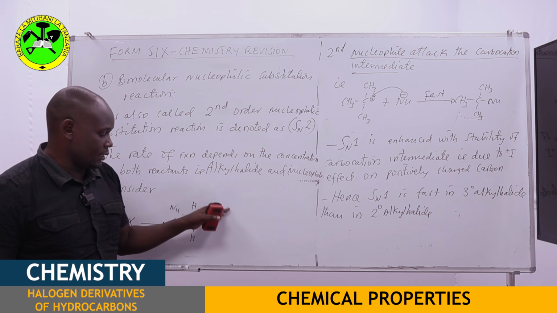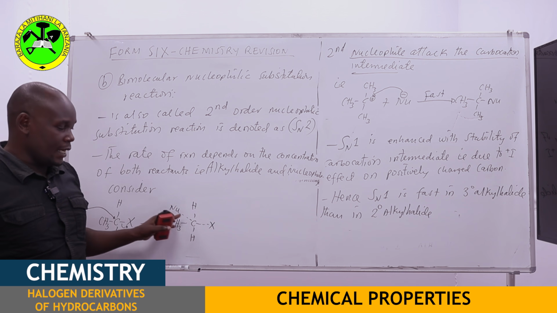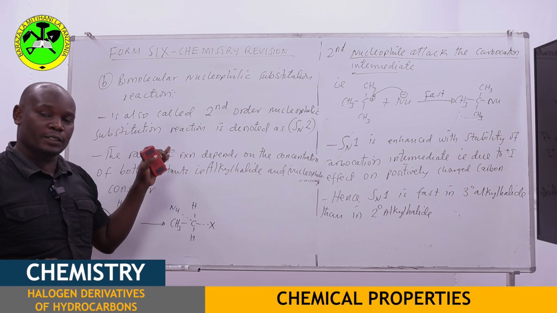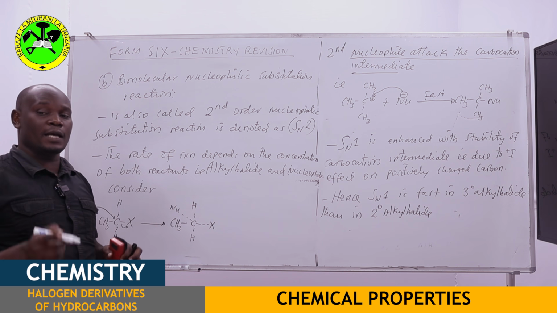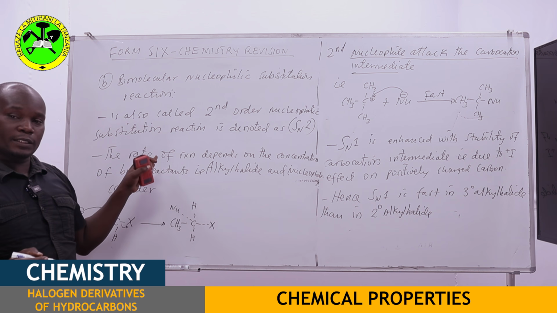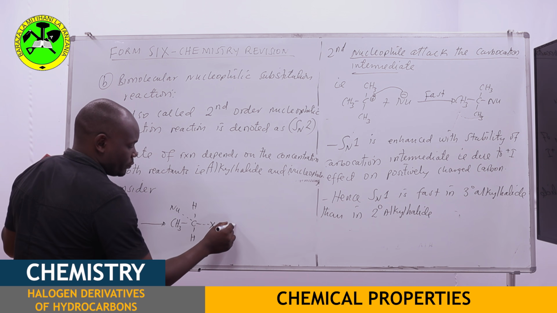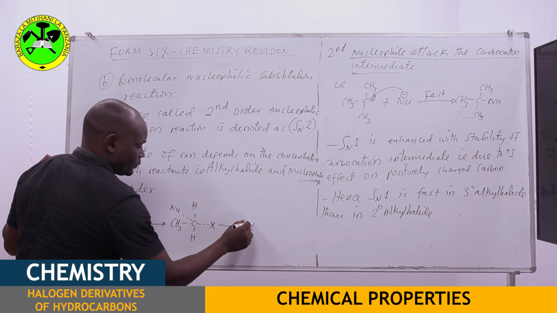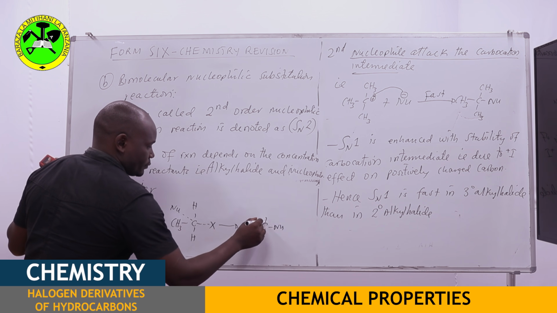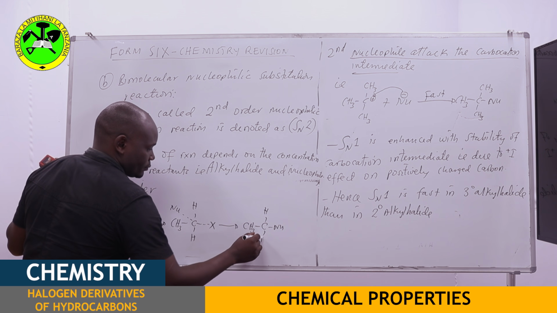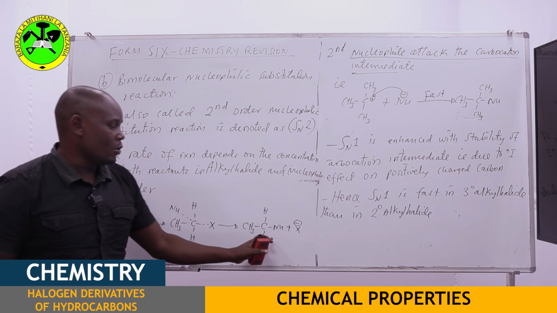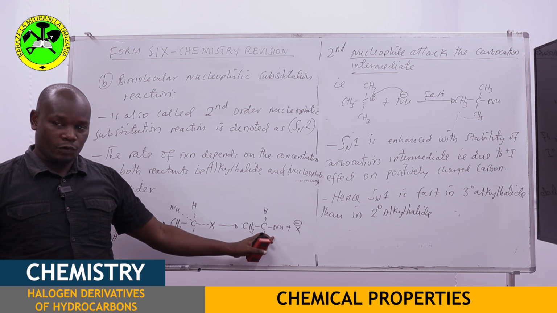So during the transition state, both the reactants are involved, which differs from the first order nucleophilic substitution reaction, where only one reactant is involved. So that's why here we call it second order nucleophilic substitution reaction. And there now the reaction will proceed to form the product, where the halogen is substituted by the nucleophile.